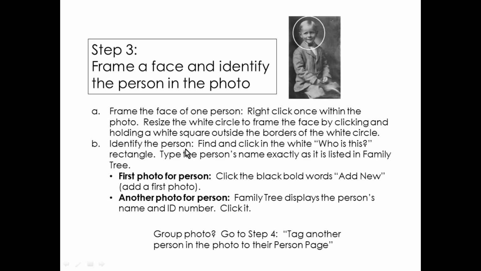Then we're going to identify the person, whether this is the first photo for that person or another photo for that person. We have different processes. We're going to find and click in the white "Who is this?" rectangle and type the person's name exactly as it is written on the person page in FamilySearch. This is not the place to be creative about the person's name. Let's try it.